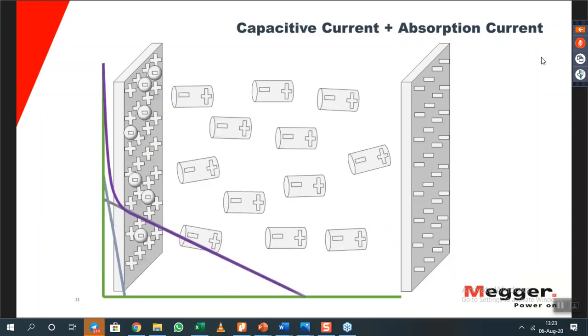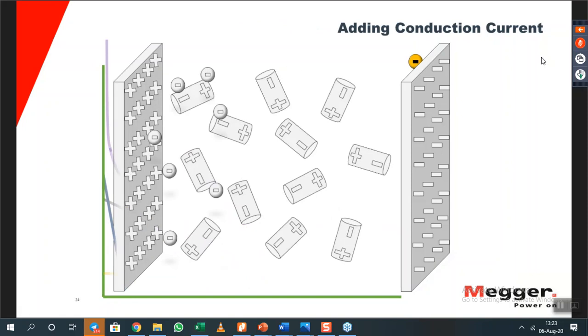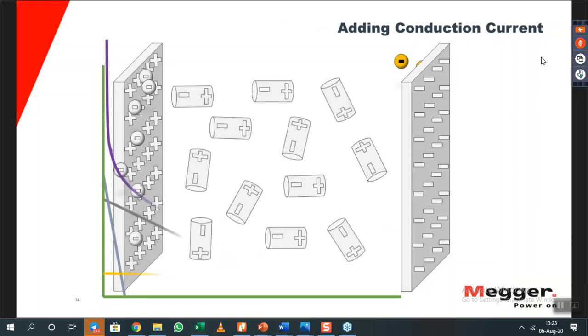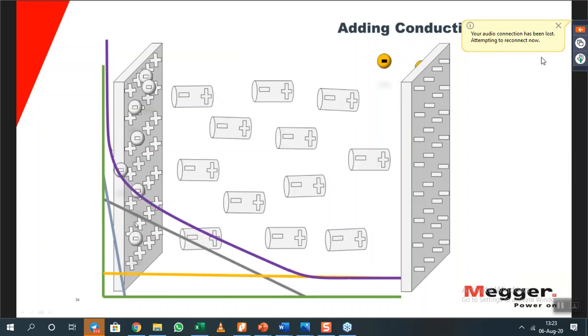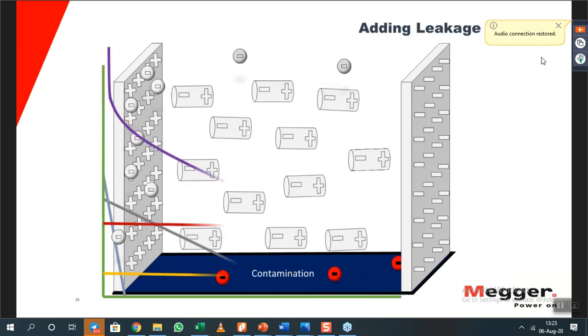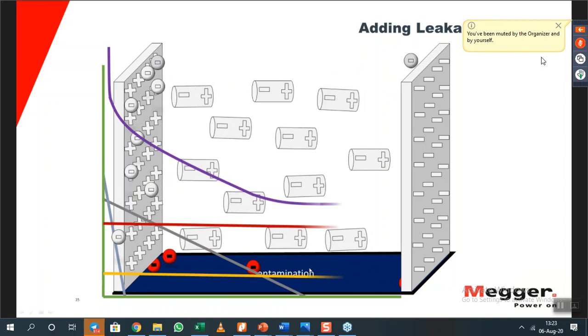So adding up the capacitive current and the absorption current, you have this purple line here, the total current for the capacitive and absorption current. But remember, the capacitive charging will only happen in the first maybe 1 minute, and the only current that will remain is the leakage current or the conduction current. So if you have contamination, of course, your current will be a little higher.